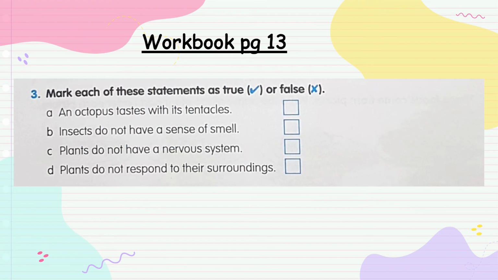Now you have true or false. An octopus tastes with its tentacles. True or false? Yes, it's true. Insects do not have a sense of smell. False, because just now we said that a moth can smell, right? Plants do not have a nervous system. True, they don't have a nervous system like us. Plants do not respond to their surroundings. It's false, because plants do respond. Okay, now the last question.